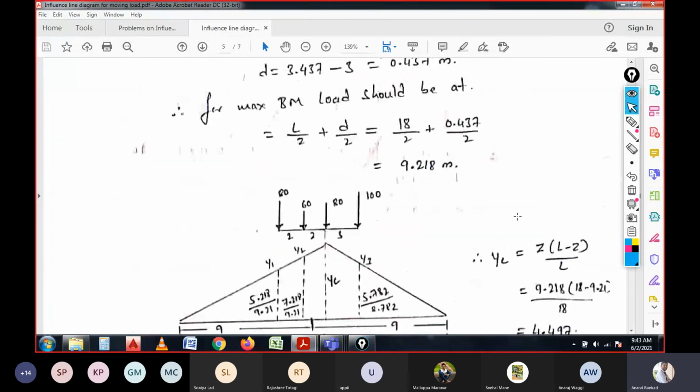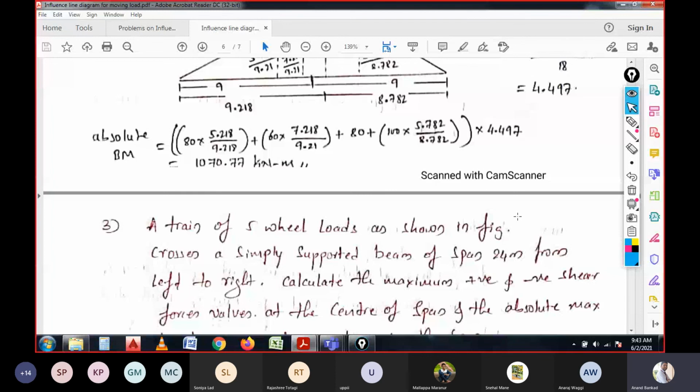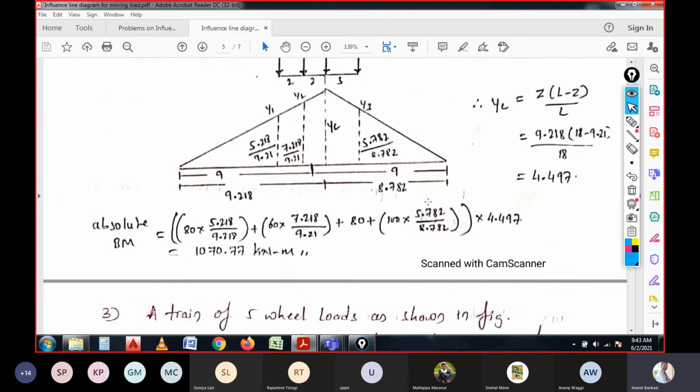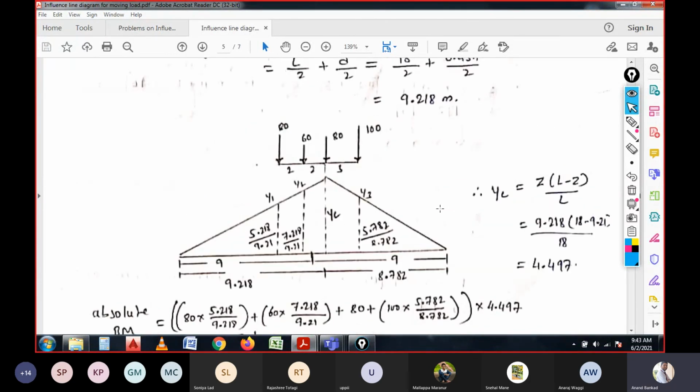And again, after this class, I would like to give you an assignment, or else you can take the assignment now itself. Whatever question is solved right now, on the same question, the span is different and the load is different. I will give an assignment, and please make a note of this, and then you will be able to calculate the values over here, and then again I will give the values for this.